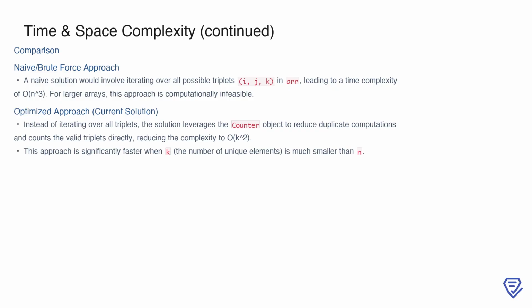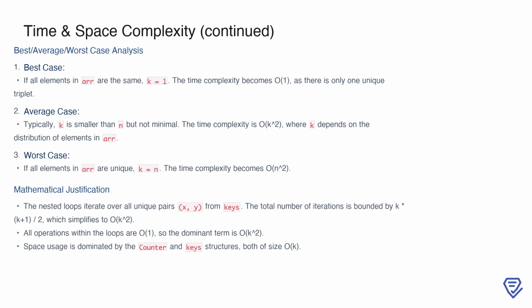This improvement is particularly significant when the number of unique elements, k, is much smaller than the total number of elements, n. When analyzing the best, average, and worst-case scenarios, we see how the distribution of elements in the array affects the time complexity. In the best case, where all elements are the same, k equals 1, and the time complexity becomes O(1), as there's only one unique triplet to evaluate.